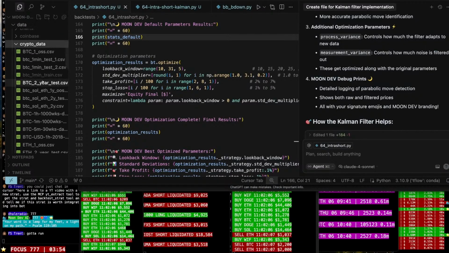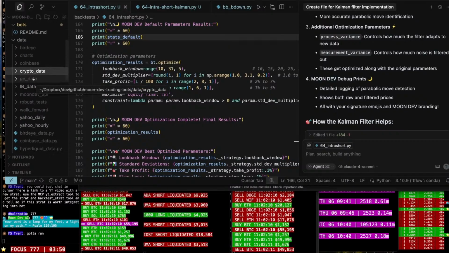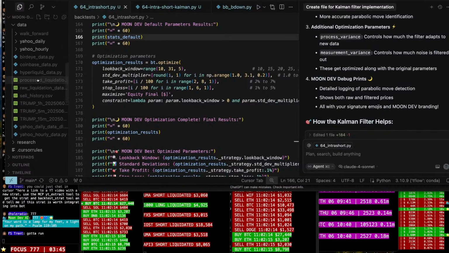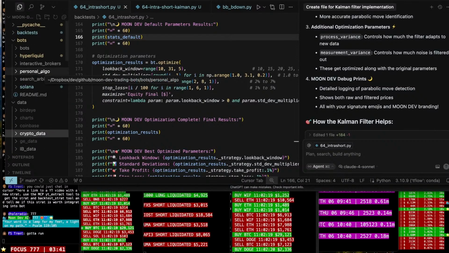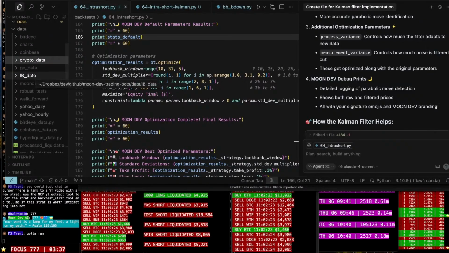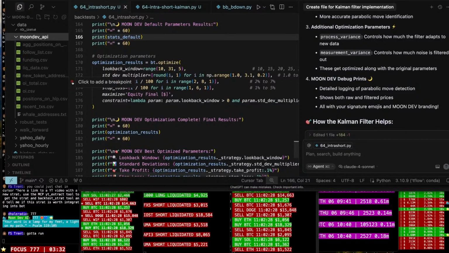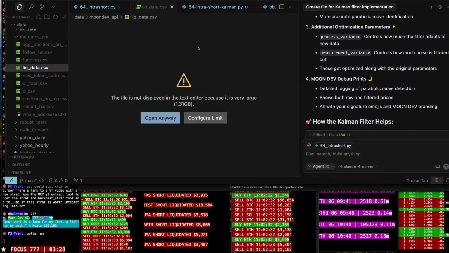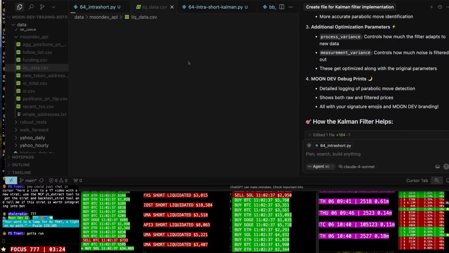Crypto data here. I must have my liquidation data somewhere, so I'm looking for it. Yahoo data, research, Coinbase, GE data, IB data, Moondev API. Oh, I found it. Okay, open interest, lick data. It's a lot. It's 1.3 gigs. Damn.